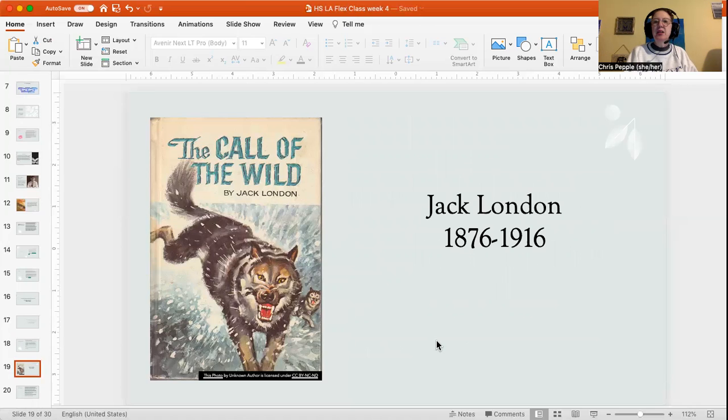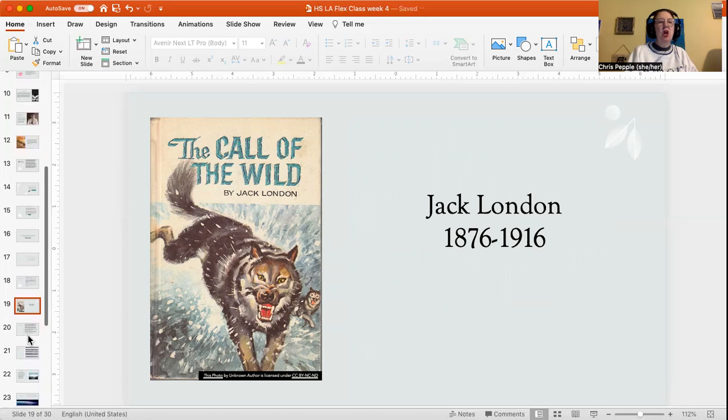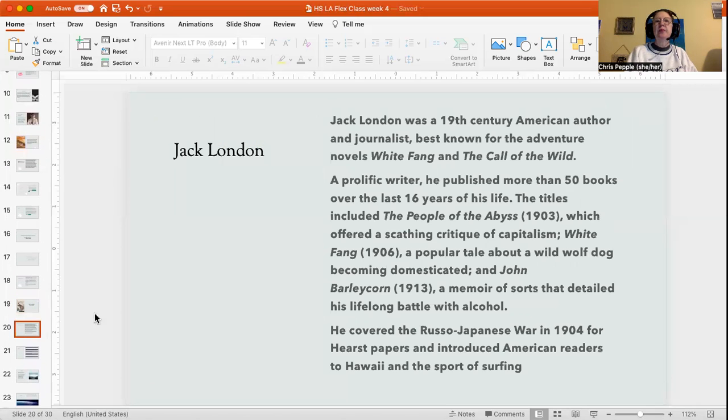Who else am I going to talk about? Jack London, 1876 to 1916. Here's a copy of The Call of the Wild. Jack London was a 19th century American author and journalist, best known for the adventure novels White Fang and Call of the Wild. A prolific writer, he published more than 50 books over the last 16 years of his life.